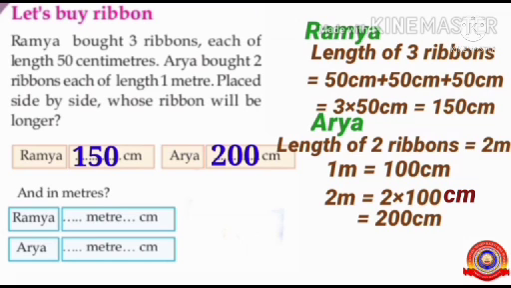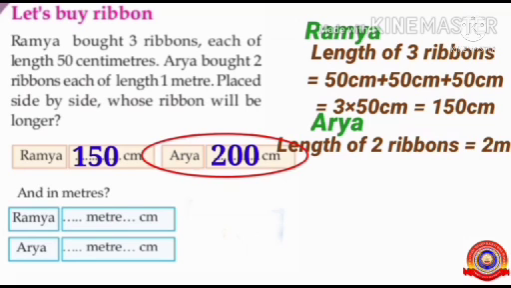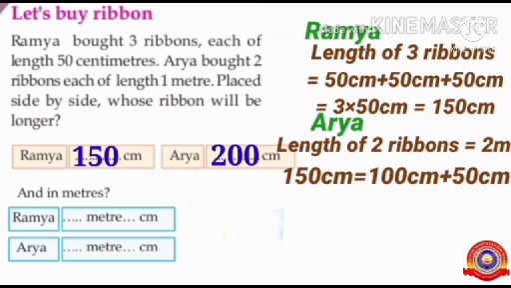Children, can you say whose ribbon is longer? Yes, Arya's ribbon is longer. Can you say the length of each ribbon in meters? You know that length of Ramya's ribbon is 150 centimeters, which is more than 100 centimeters. In 150, how many hundreds are there? Yes, 1 hundred. So we can split 150 centimeters as 100 centimeters plus 50 centimeters.